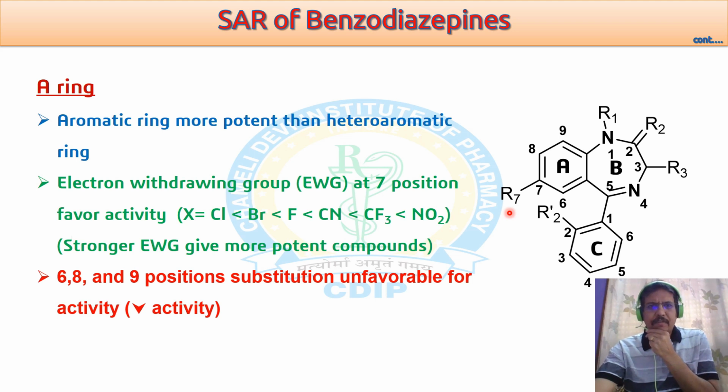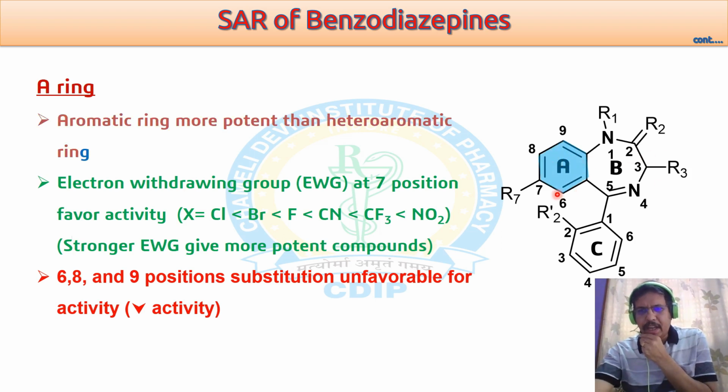So firstly, we take a look mainly at the A ring, that is the phenyl ring. If you look at this phenyl ring, it gives the maximum potency if the aromatic ring is in the form of a phenyl one. That is, this blue area is in the form of a phenyl ring only.